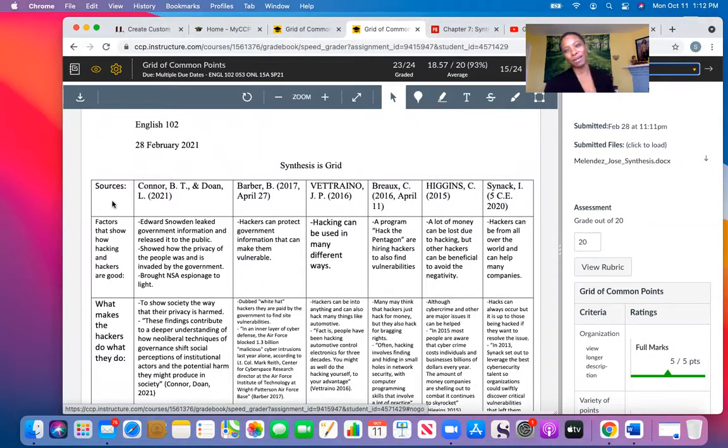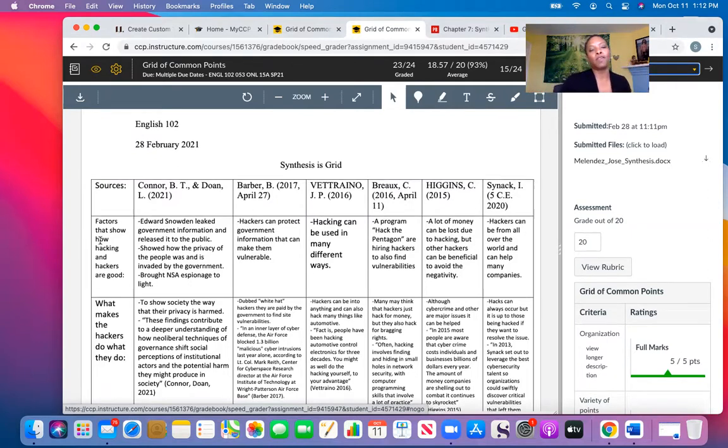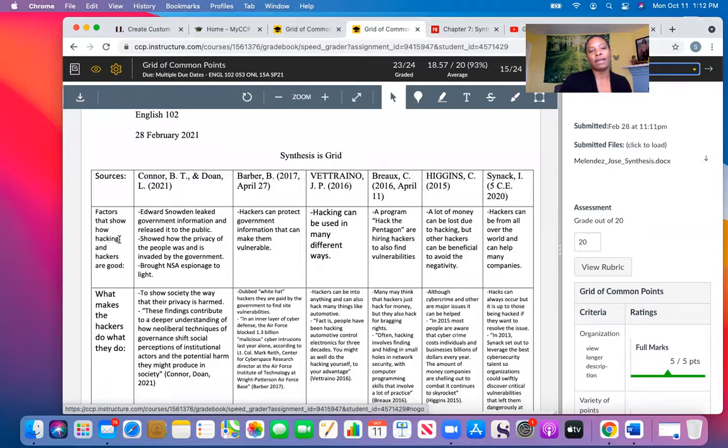So he's talking about the benefits that hackers provide for the rest of us, like the good that computer hackers do in the world. And so, factors that show how hacking and hackers are good. And so here he's just pointing it out from each of the sources.